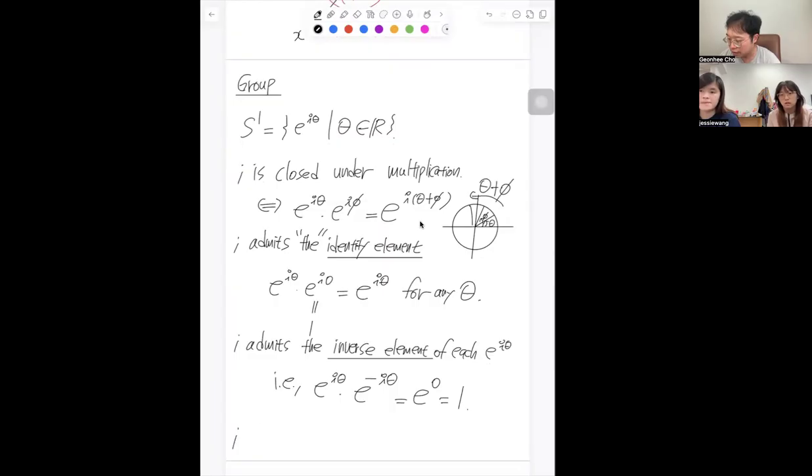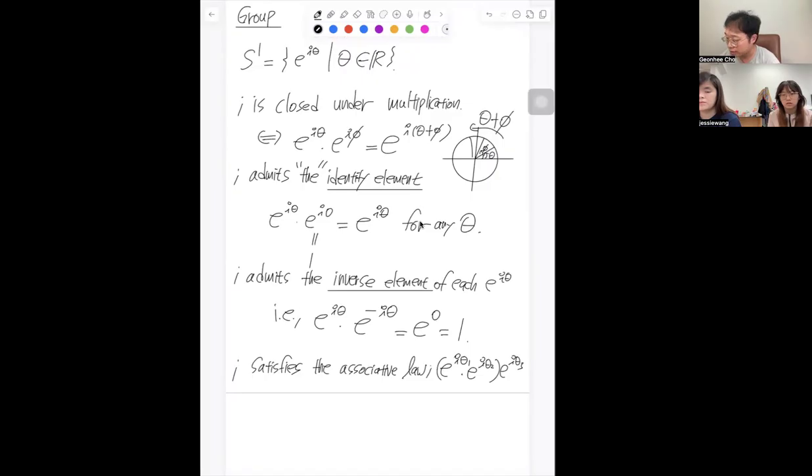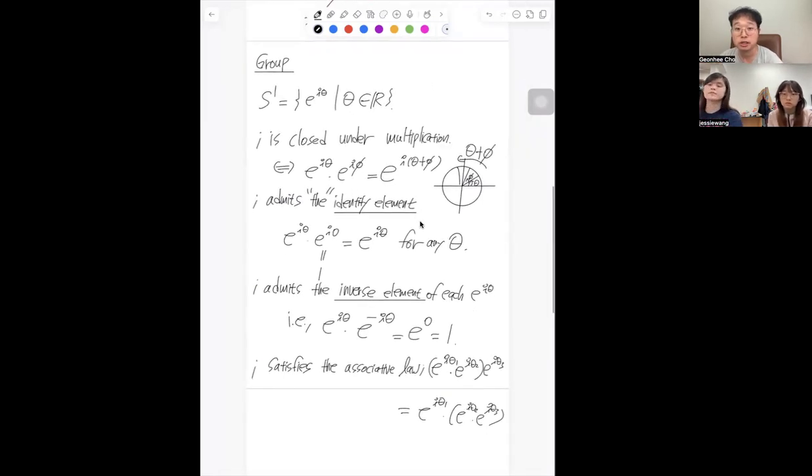And it also satisfies the associative law, meaning that if you multiply e to the i theta 1 times e to the i theta 2 first, and then multiply by e to the i theta 3, in this order, then this equals e to the i theta 1 times e to the i theta 2 times e to the i theta 3 with the order described by the parentheses, right? So this is the so-called associative law, meaning that we do not care about the computational order. If it satisfies those four rules, we call such a set a group. That's the definition of a group from abstract algebra.